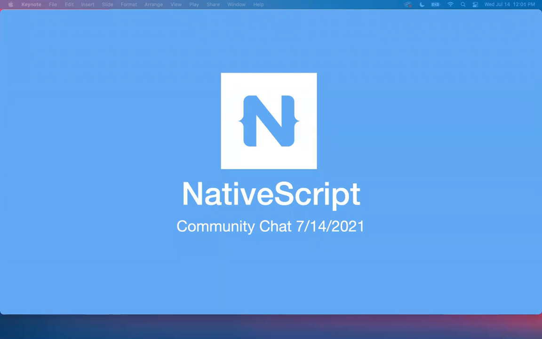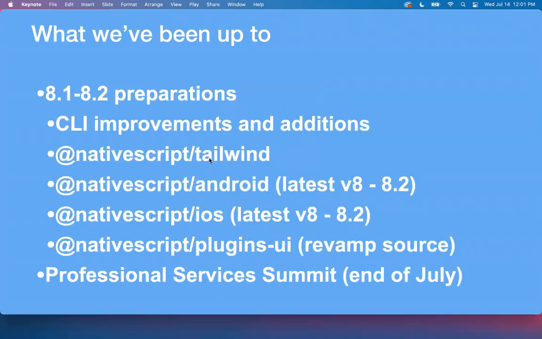We wanted to give a couple quick updates on what everyone's been working on here lately. We've got several things we've been focused on amidst the summer that is underway. Primarily, it's been 8.1, 8.2 preparations. We've got several improvements in the CLI, some new additions that'll be coming. Also NativeScript Tailwind that's been in the works that'll be prepared and probably go alongside 8.2.